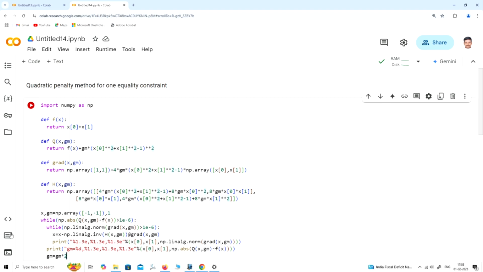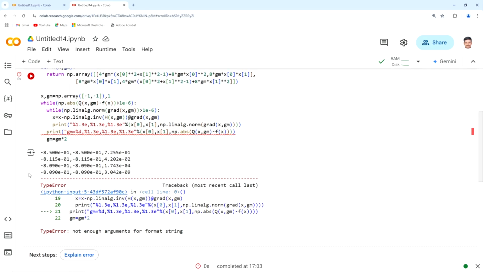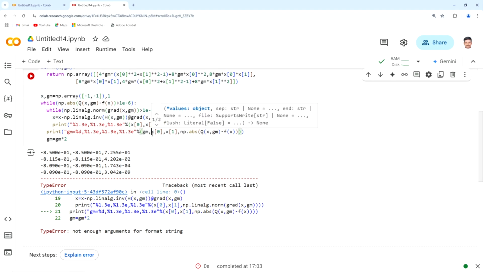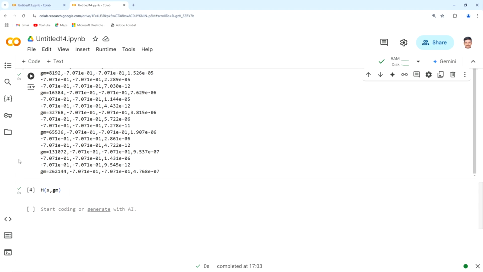I think there was an error that I fixed for defining the Hessian matrix. I needed to write return. Okay. So, I should have given gamma here. So, that is another error that I had. I mean, for percentage d I should have included gamma. So, let us check if it is going fine. Okay. So, this is the answer.